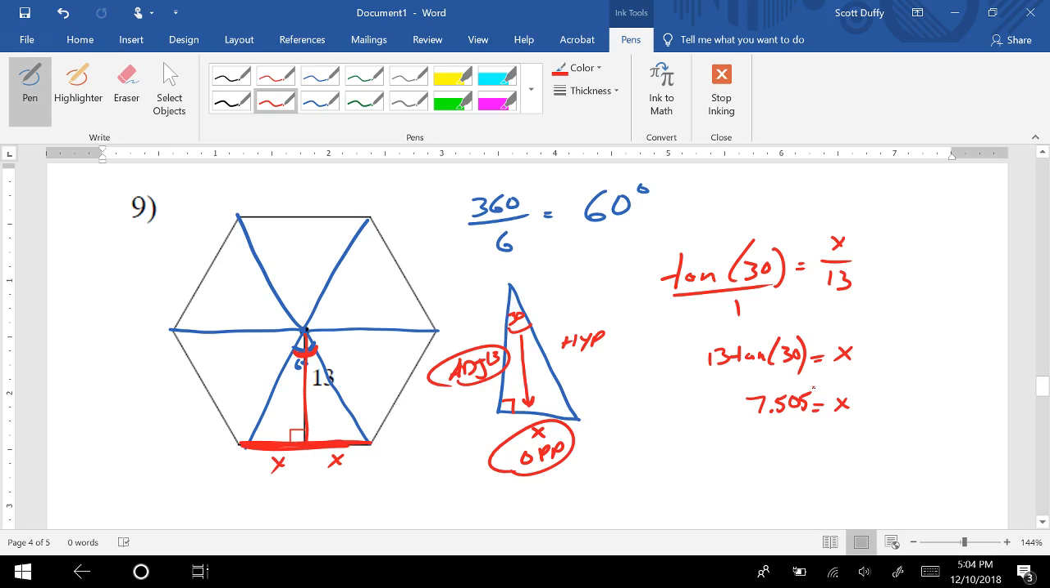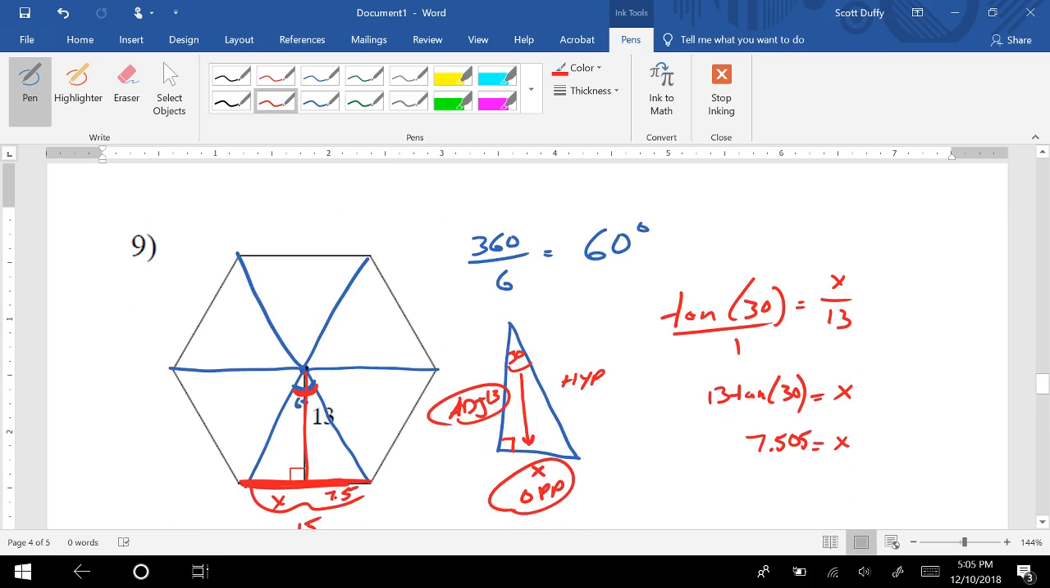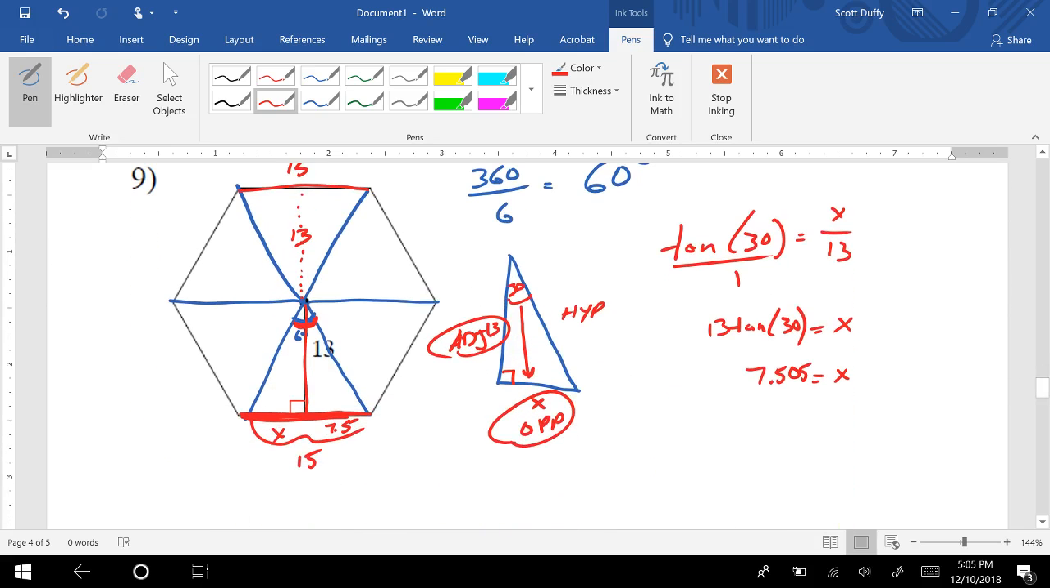Now that was just x. Basically 7.5. So the whole base right there, that's twice that. I'm going to get 15 basically. So I know that each of these triangles is going to have a height of 13 and a base of 15. I can find the area of one of those triangles and multiply by 1, 2, 3, 4, 5, 6. So I'm going to do 1/2 times the base of 15 times the height of 13 times 6.